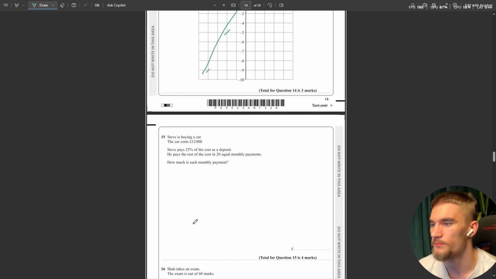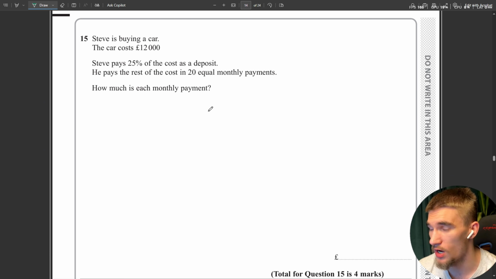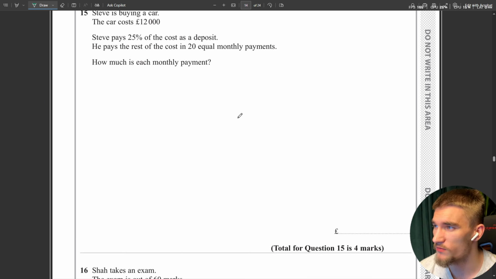Wow, crazy. Steve is buying a car. The car costs 12,000. Steve pays 25% of the car as a deposit. He pays the rest of the car in 20 equal monthly payments. How much is each monthly payment?